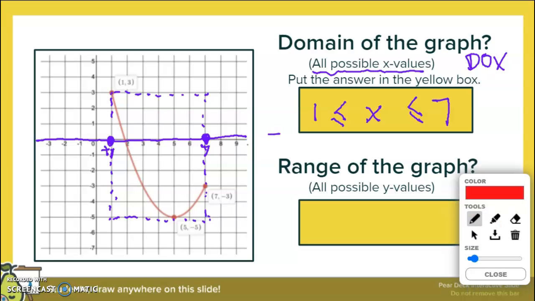For range, we're looking at the y-axis. The y-axis is the vertical line. That means we are looking at all the values on the y-axis. Let's see how far the graph extends. Where does it begin? It begins right here. This is the smallest number for the rectangle, and the biggest number here is positive 3. So it goes down to negative 5.